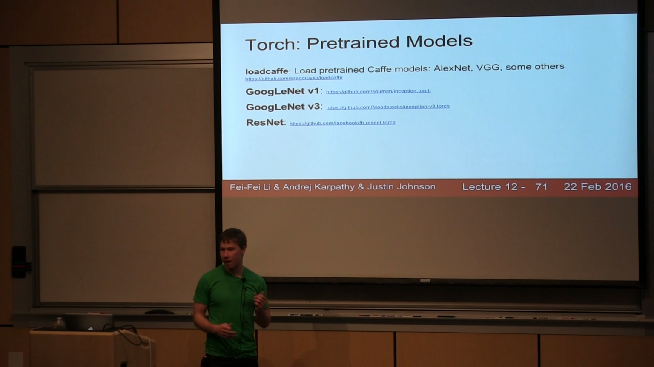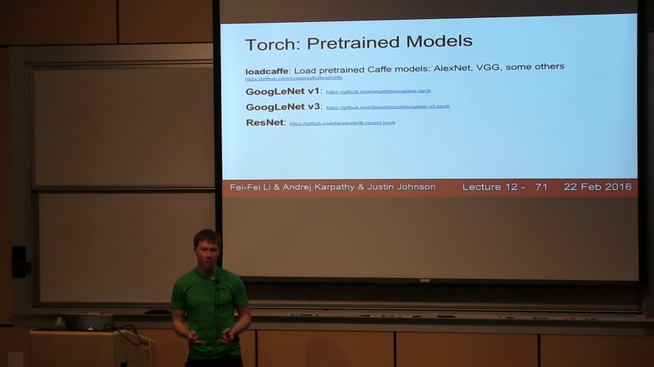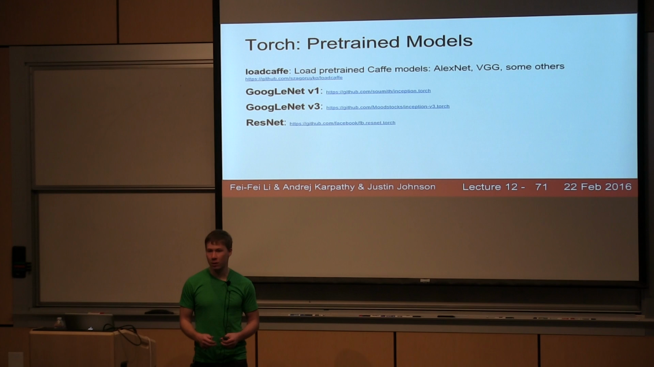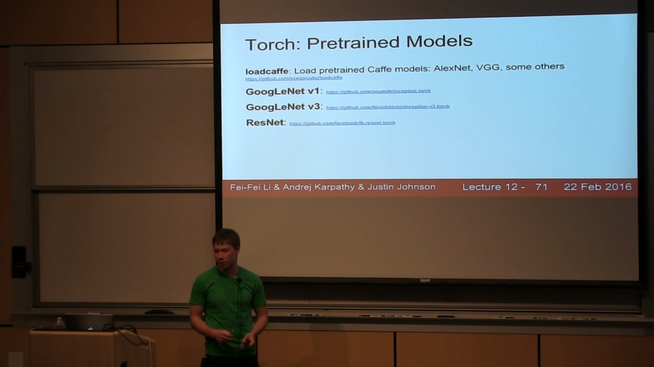But in particular, Load Caffe will let you load up AlexNet and CaffeNet and VGG. So those are probably some of the most commonly used. There are also a couple different implementations that let you load up pre-trained GoogleNet models into Torch. And actually very recently, Facebook went ahead and re-implemented the residual networks straight up in Torch, and they released pre-trained models for that. So between AlexNet, CaffeNet, VGG, GoogleNet, and ResNet, I think that's probably all the pre-trained models that most people want to use.